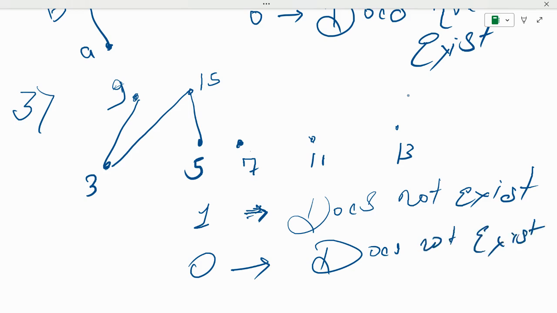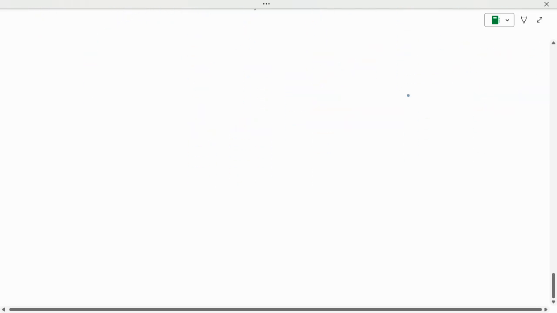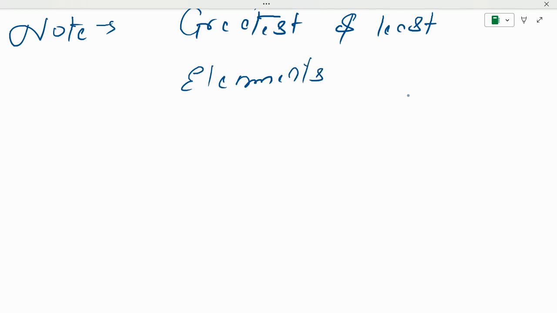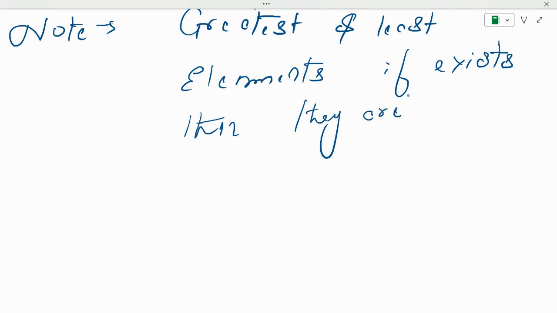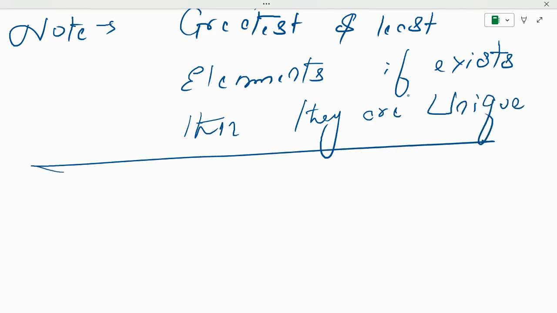Now based on that, we have a result. Note that the greatest and least element, if they exist for a finite set, then they are unique. This is a very important result for greatest and least elements, right?